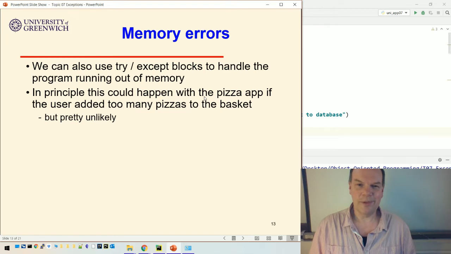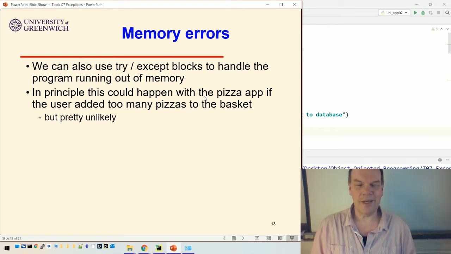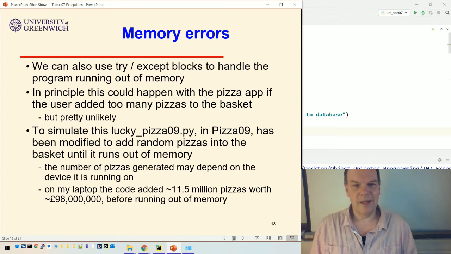But for example, just to take a slightly crazy example, if the user was running the pizza app and they just kept adding pizzas to the basket, eventually it would run out of memory. It's pretty unlikely that they would click through that many times, but it's possible. So we should handle that. I'm not going to simulate that by clicking millions of pizzas into the basket.